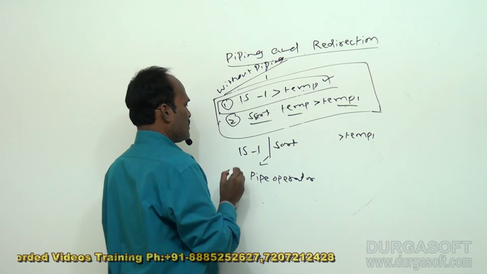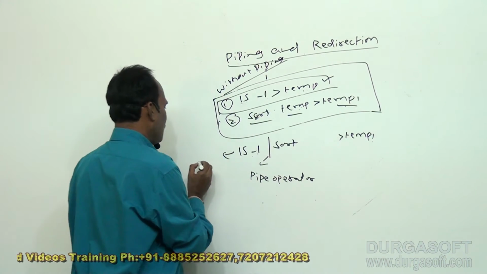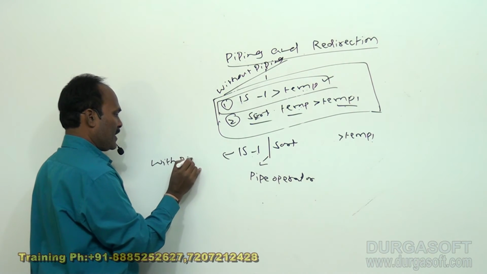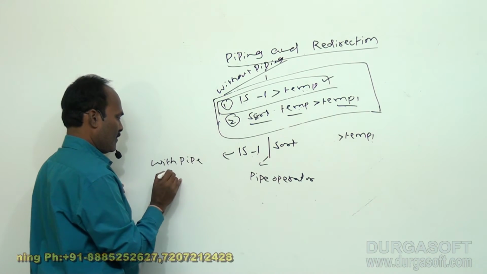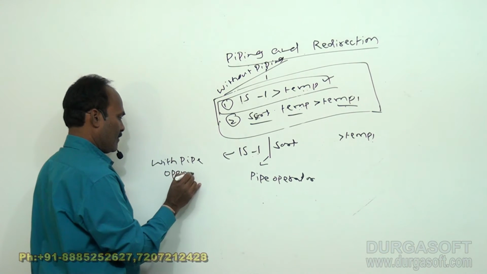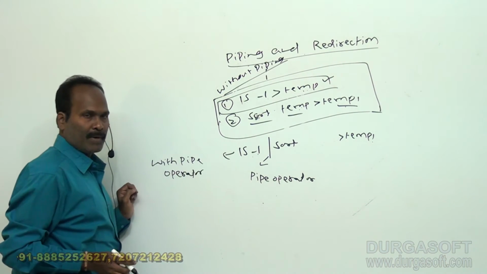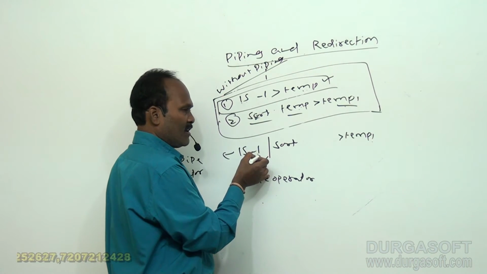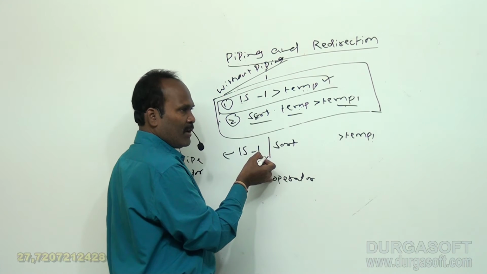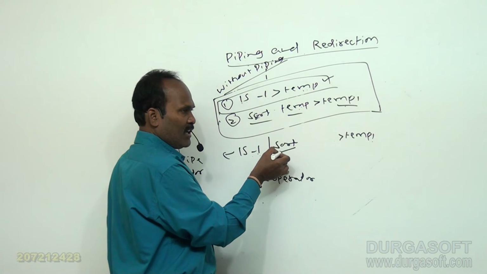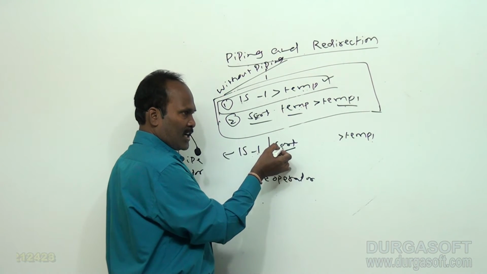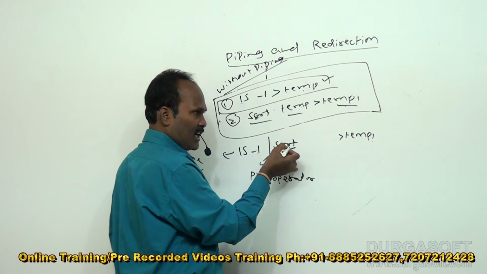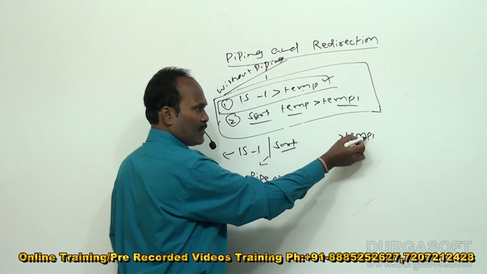Without piping. So when you are using piping, with the pipe operator, what is happening here? First, ls -l, the long listing of files, will be sent as input for the sort command. The sort command is going to sort the long listing of files, and the sorted long listing of files will be redirected to the temp1 file.